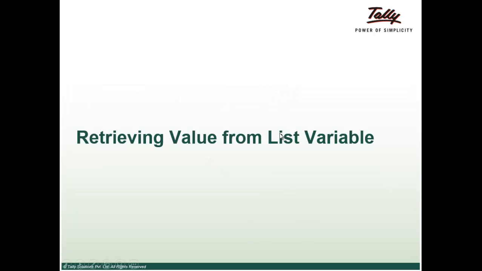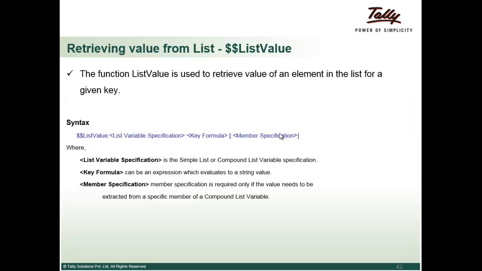So let's now move on. Let's see now how to retrieve the values from the list variable. We have something called list value. The function list value is used to retrieve the value of an element in the list for a given key. So if you want to retrieve the value of an element of the list variable based on a key, then you use list value.